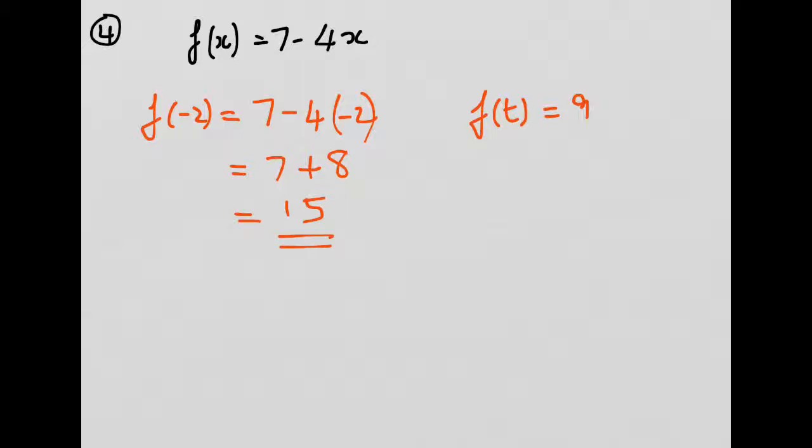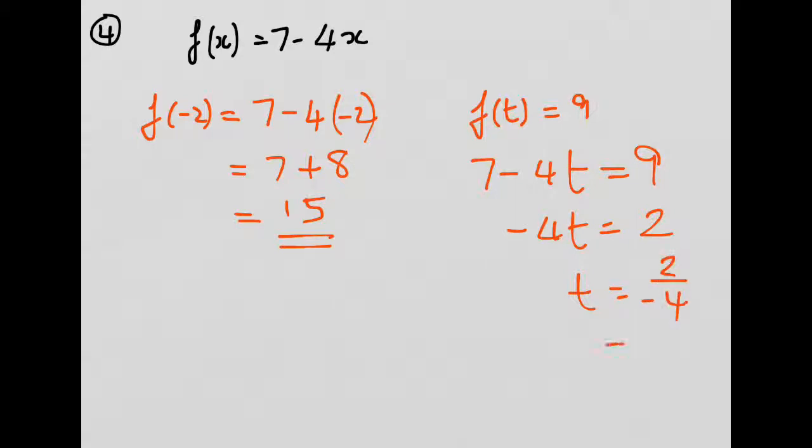Second part of the question, you have to put the function equal to 9. So 7 minus 4t, and I've changed it to t because that's what the question wanted, is equal to 9. So minus 4t is 9 take away 7, which is 2. So t equals 2 divided by negative 4, which cancels down to negative a half.